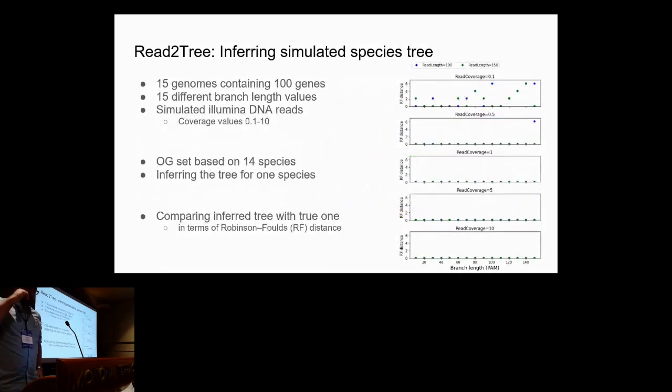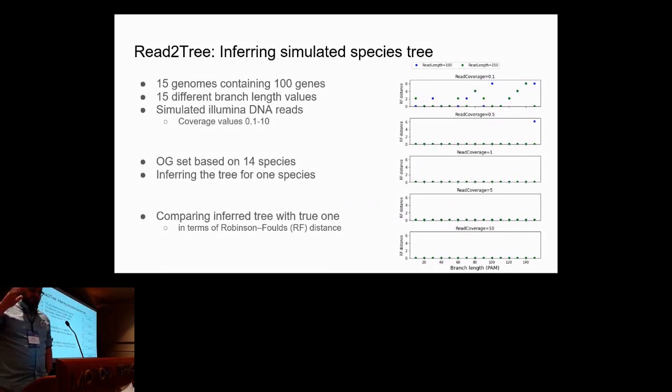So for this, Sina simulated a data set. It's pretty straightforward: 15 genomes containing 100 genes, just to see if it works, right? We simulated 15 different branch lengths. We simulated Illumina reads from coverage values of 0.1 up to 10x coverage, so just testing out the extreme cases, right? And so we looked at the performance, and you see these plots on the right, where on the y-axis is the Robinson-Foulds distance to the simulated tree, and on the x-axis are the BEM, so the branch length difference, or the branch length itself.